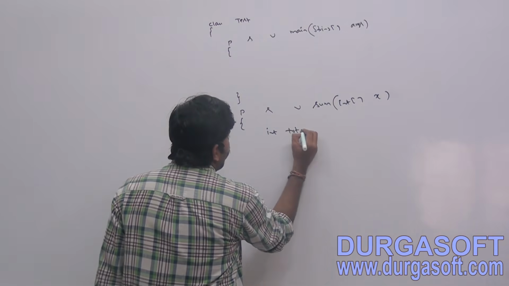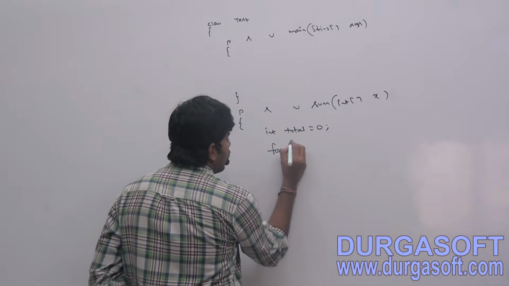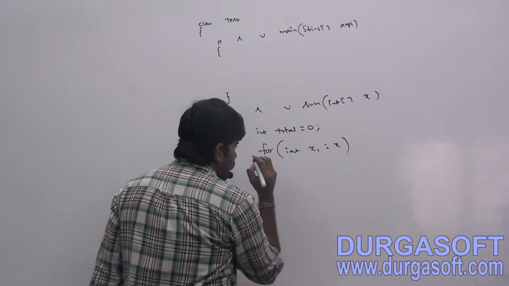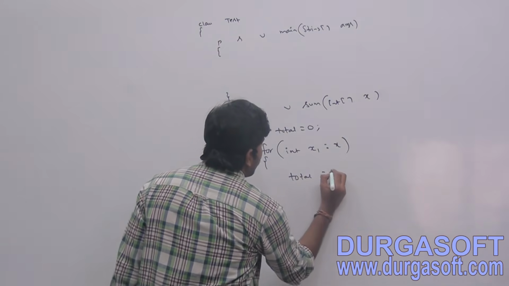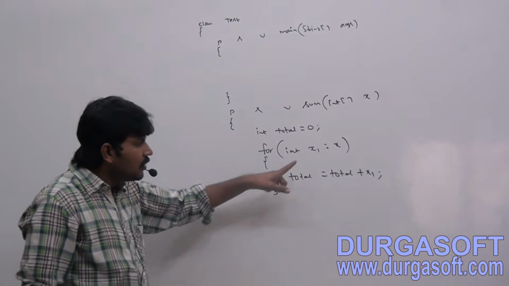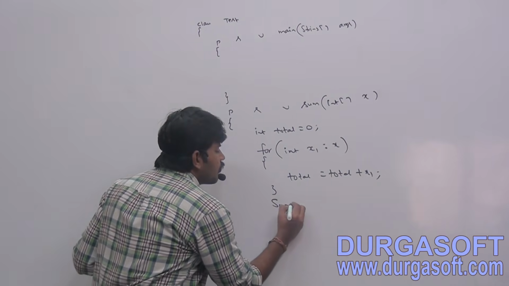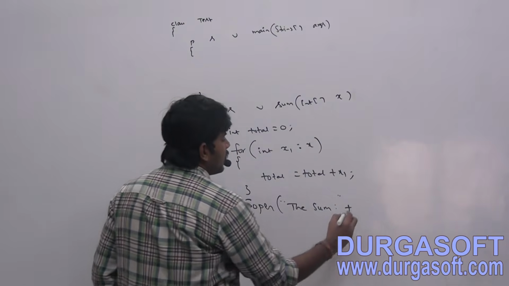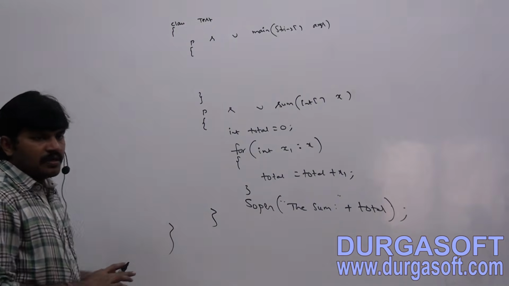int total is equal to 0. For each int value x1 in x, total is equal to total plus x1. Then System.out.println, the sum is total. End of this one. Very simple.